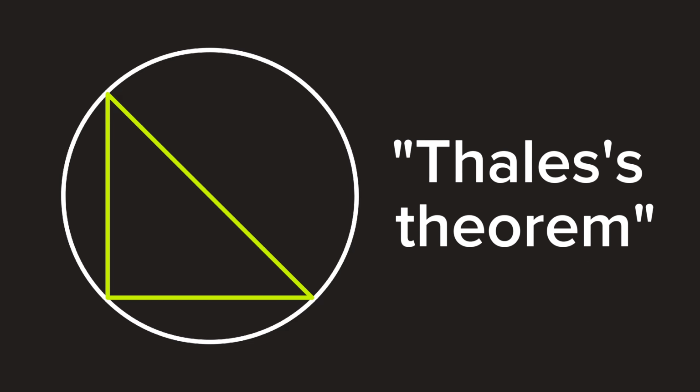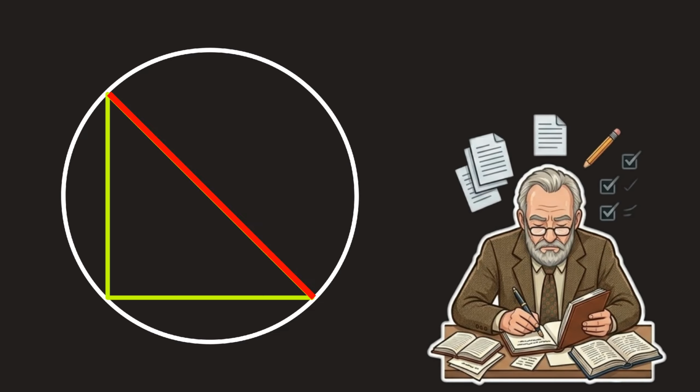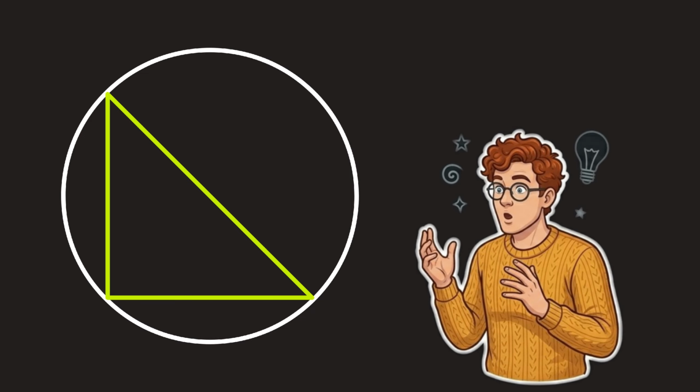It's called Thales's theorem. Whenever you have a right-angled triangle perfectly inscribed inside a circle, meaning all 3 corners touch the circle's edge, the longest side, the hypotenuse, must be the exact diameter of the circle. No matter how you tilt or stretch the triangle, if that corner is 90 degrees, that long slanted side is cutting the circle right down the middle. Now that we know the secret rule, let's actually solve it the right way.